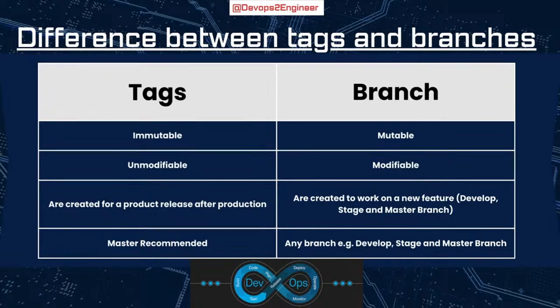Tags are created after the product release, which is after production, whereas branches are created to work on a new feature, such as the development branch, the staging branch, and the master branch. And tags are recommended for the master branch, whereas for branches you can create any type of branch, such as development, staging, or the master.